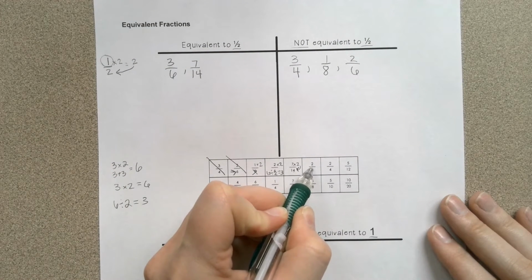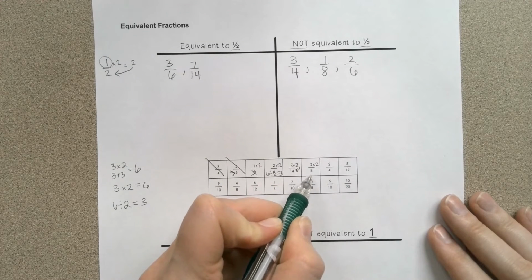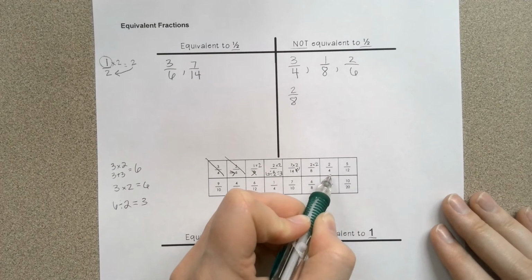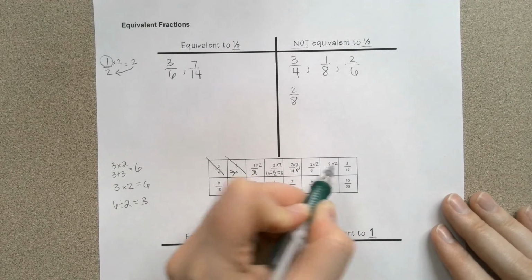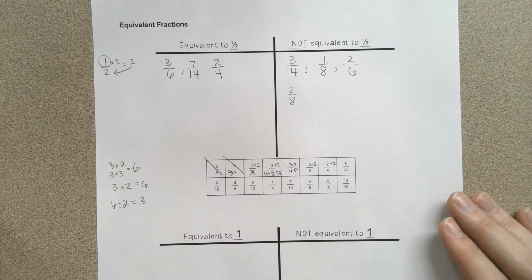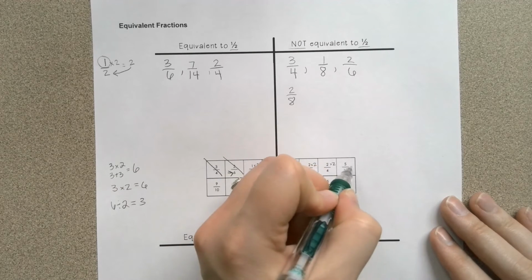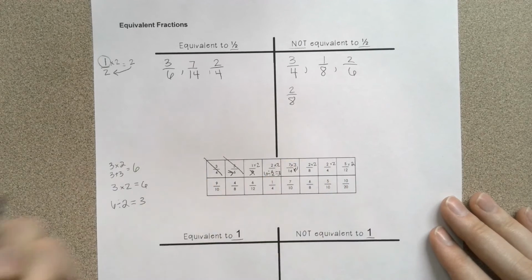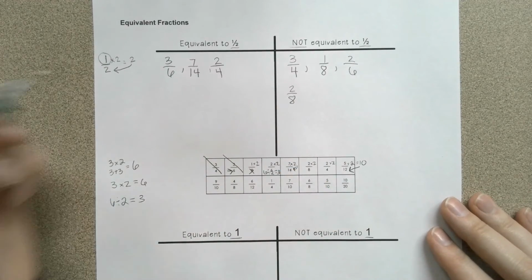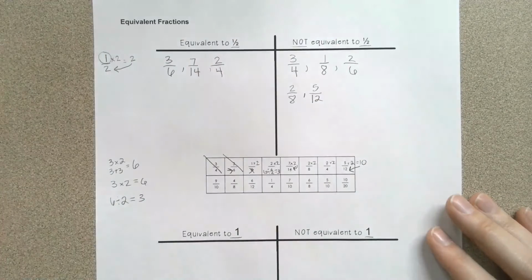If we take this one, 2 times 2, that doesn't give us 8. So 2/8 is not equivalent to half. We do the same thing for 2/4. 2 times 2 is 4, so we know that 2/4 is equivalent to half. 5/12, again, if we double 5, that gives us 10. 10 is not the same thing as 12, so we know that it is not equivalent to half.